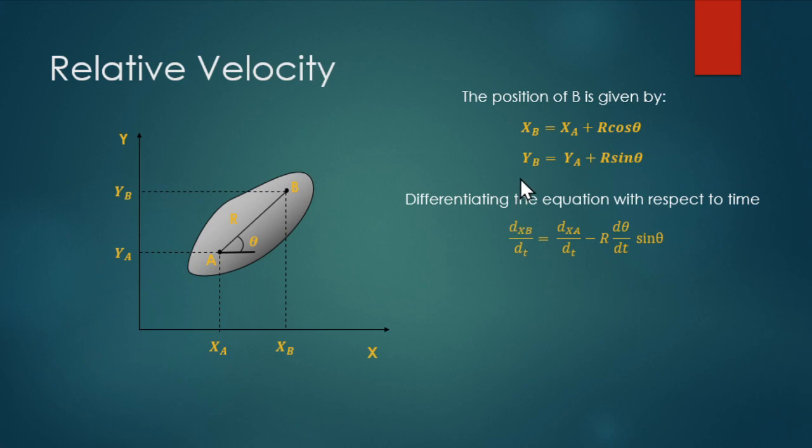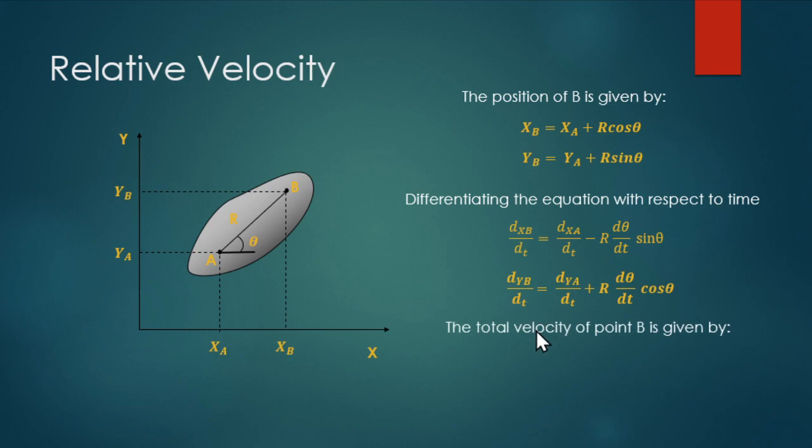And also the Y sub B. Differentiating the Y sub B, dY sub B over dt is equal to dY sub A over dt plus R d theta over dt cosine theta. So if you get the total velocity at a particular point B, it is given by Vb equals Vbx plus Vby.